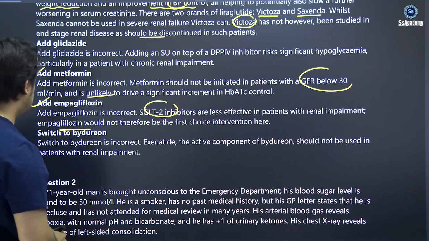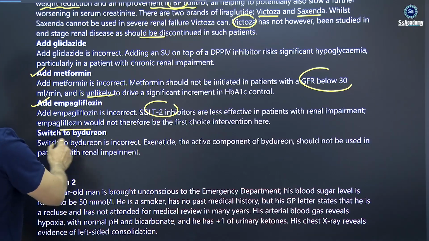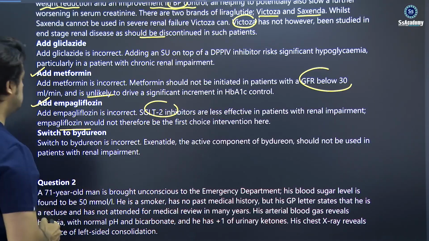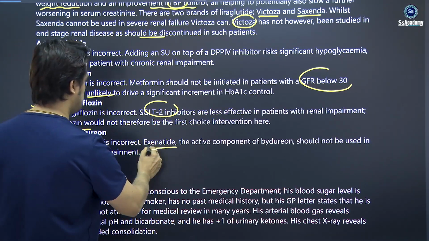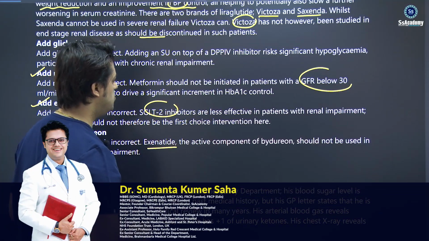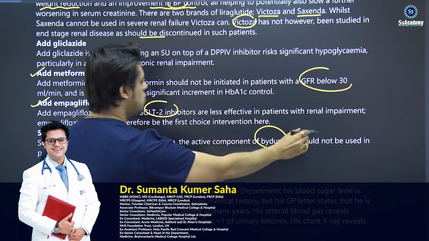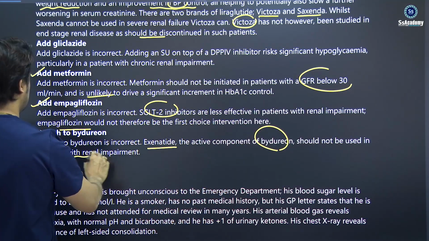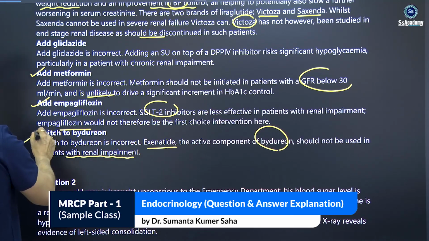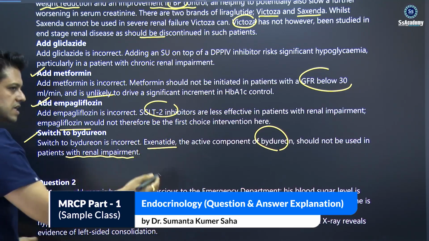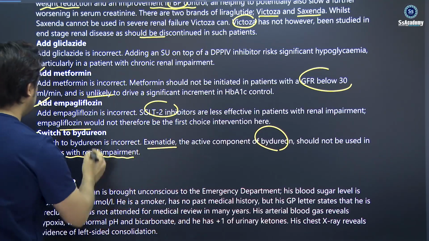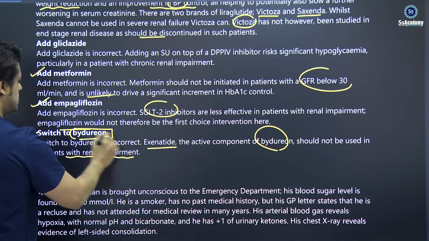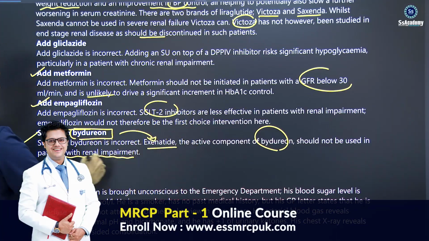Another option, switching to exenatide (Bydureon), is incorrect. Exenatide, the active component of Bydureon, should not be used in patients with renal impairment. If you don't know this drug, that will be fine. Bydureon is nothing but exenatide, so it is also contraindicated in renal impairment.